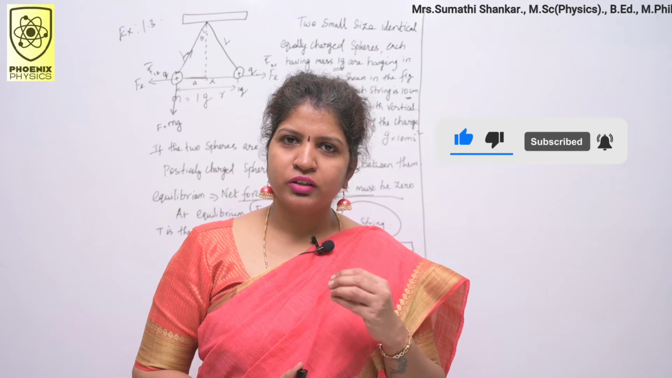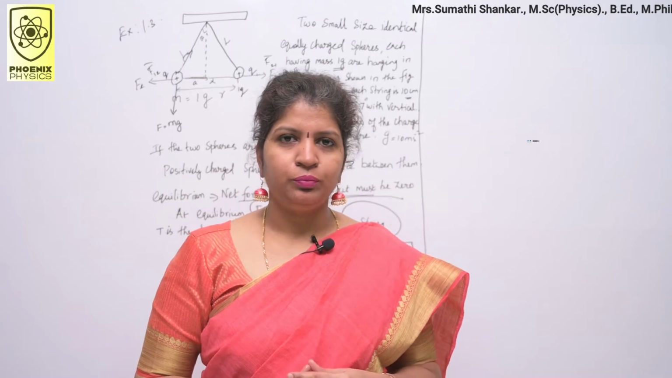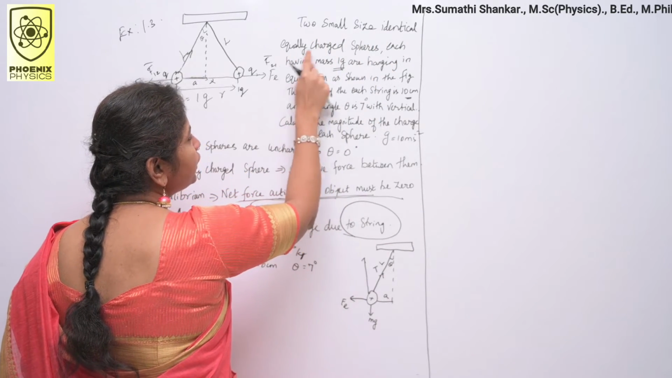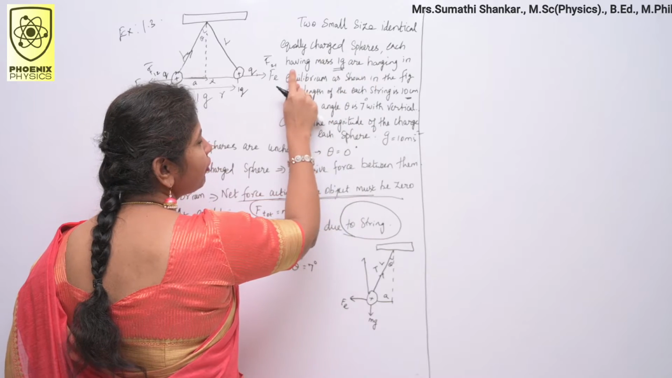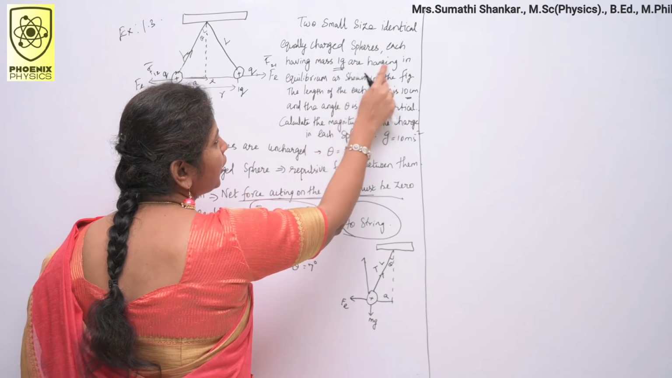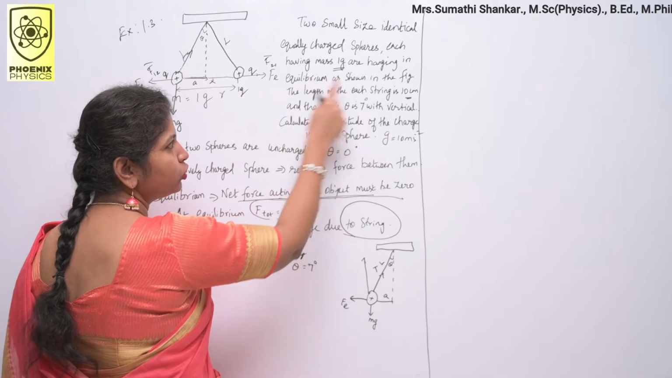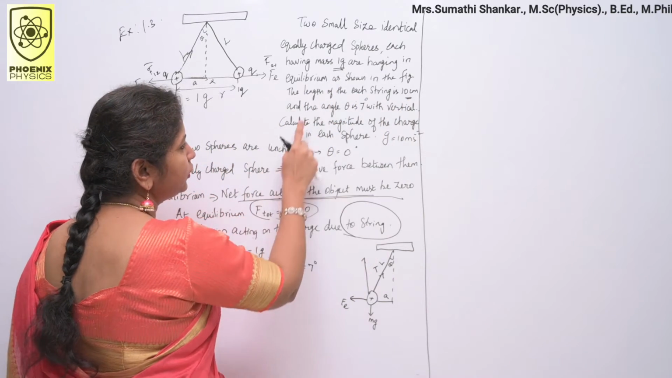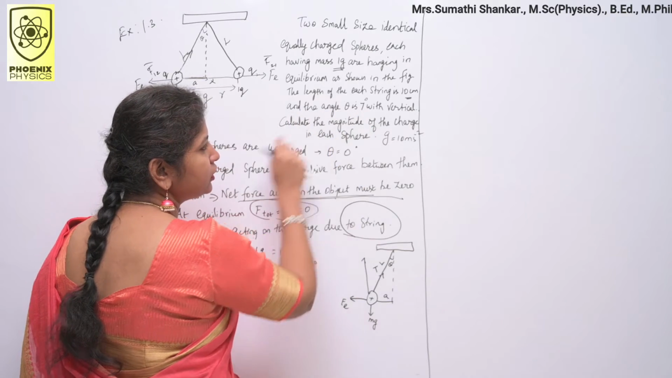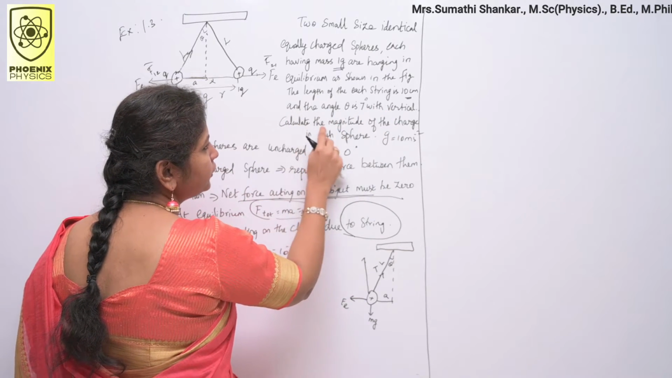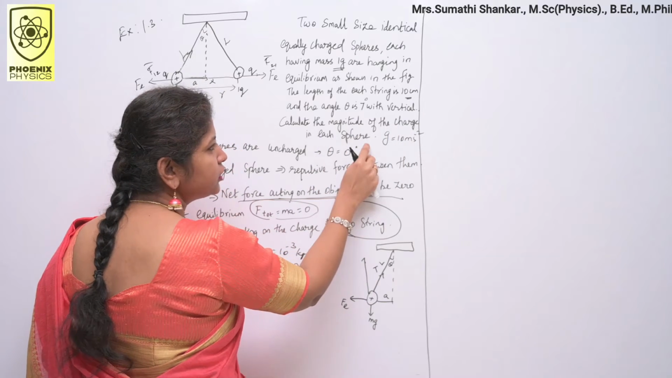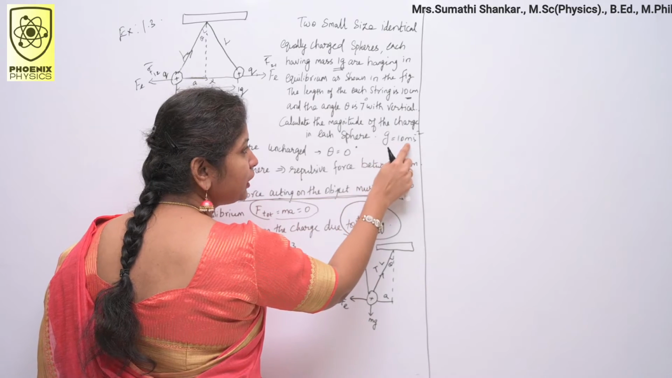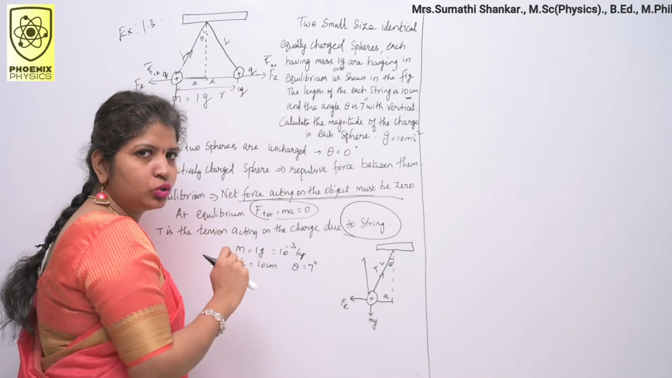Today we are going to discuss example 1.3. Two small size identical equally charged spheres, each having mass 1 gram, are hanging in equilibrium as shown in the figure. The length of each string is 10 centimeter and the angle theta is 7 degree with vertical. Calculate the magnitude of the charge on each sphere. What is given? The g value is given, that is 10 meter second power minus 2.